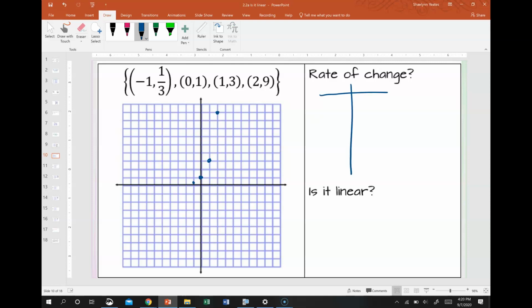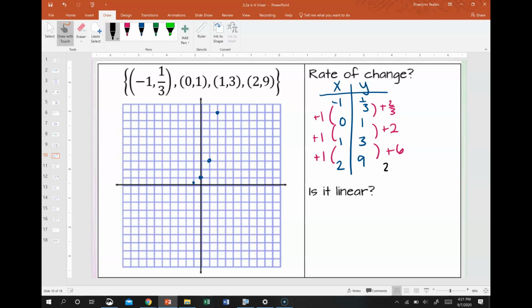So I've got my x values and my y values. Negative 1 and 1/3. 0 and 1. 1 and 3. 2 and 9. So between negative 1 and 0, that's going up 1. Between 0 and 1, that's going up 1. Between 1 and 2, that's going up 1. It's very nice that my x's are staying the same. So negative 1/3 to 1, that's going up 2/3. 1 to 3, that's going up 2. And then 3 to 9, that went up 6. It's not looking linear here, but let's check it out.